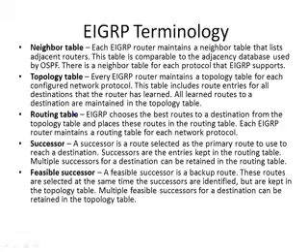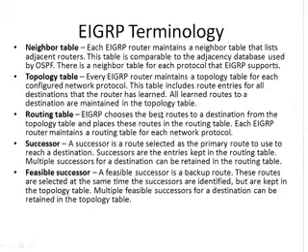Third is the routing table. As I have discussed many times in my previous videos, it chooses one best path to reach a destination from the topology. EIGRP chooses the best route to a destination from the topology table and places this route in the routing table. The topology table has the entire topology, so EIGRP chooses one best path and puts it in the routing table. Each EIGRP router maintains a routing table for each network protocol.